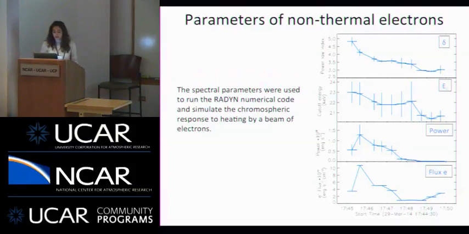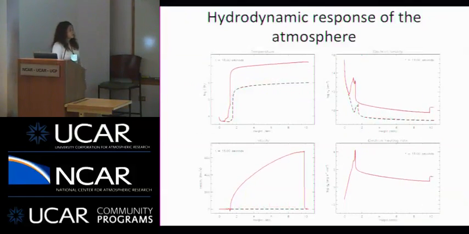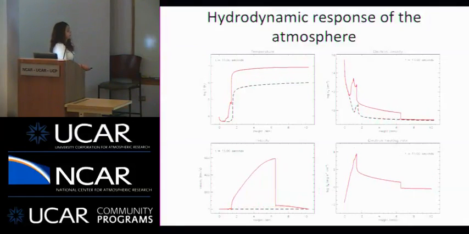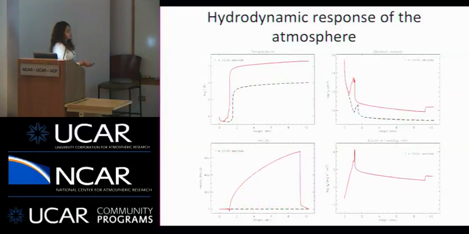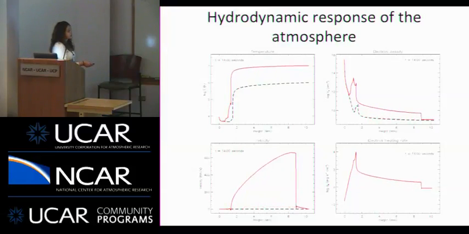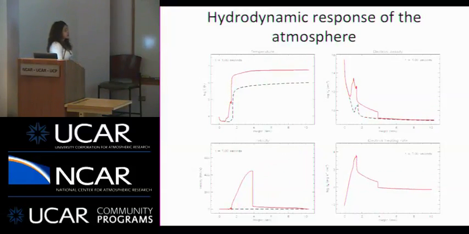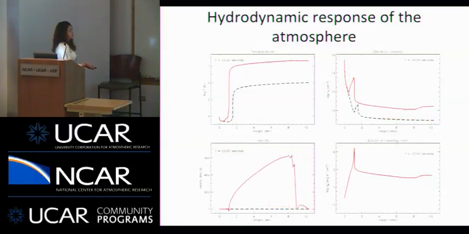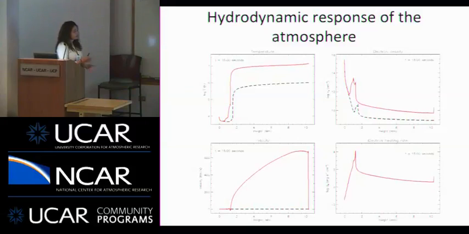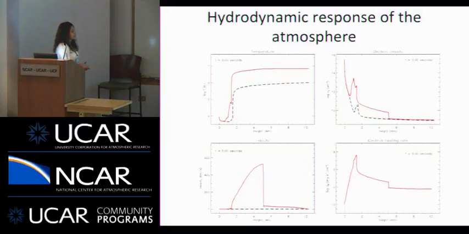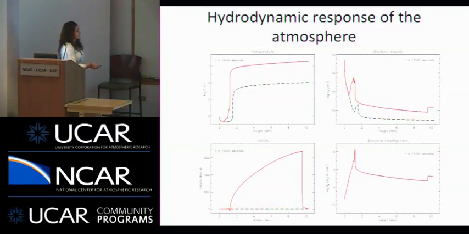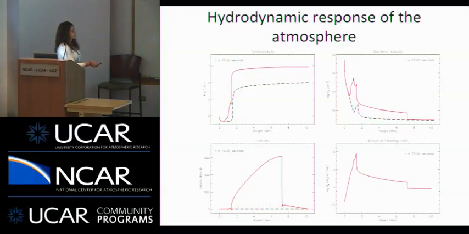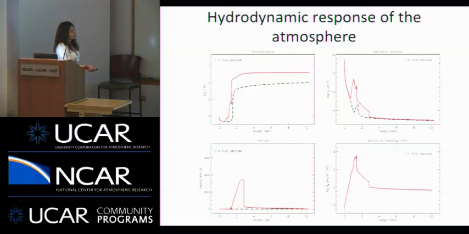parameters into the Radin code, we get the hydrodynamic response here of the atmosphere. The dashed line is the initial atmosphere, so the pre-flare atmosphere. So far, this is an ongoing project, we have only 23 seconds from the beginning of the impulsive phase of the flare. And so we have here several things happening. The temperature increases, especially in the corona due to the electron heating rate.